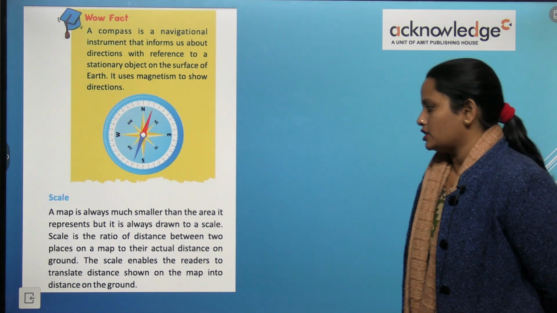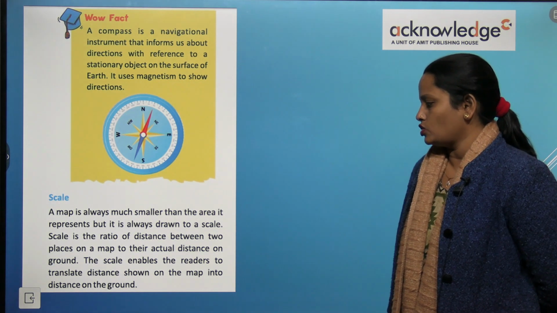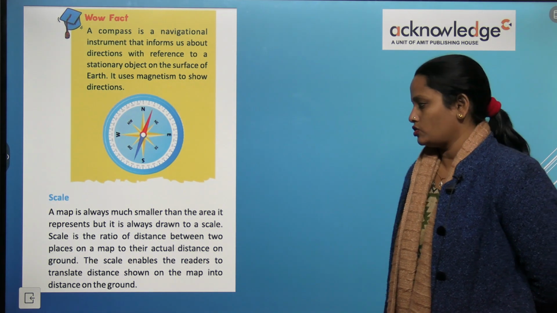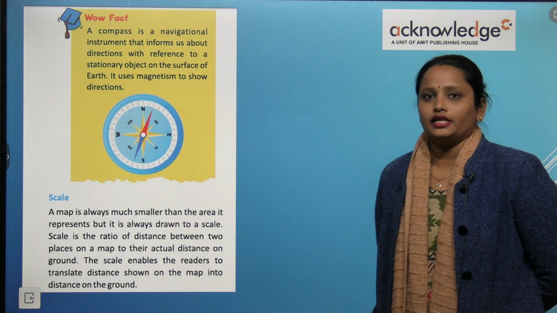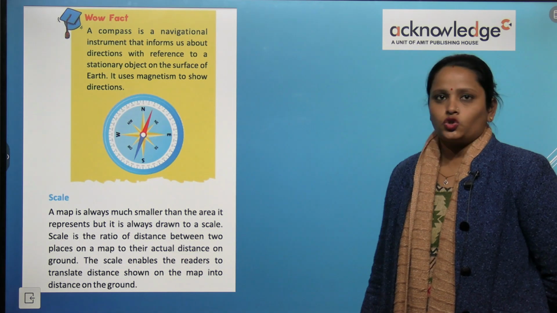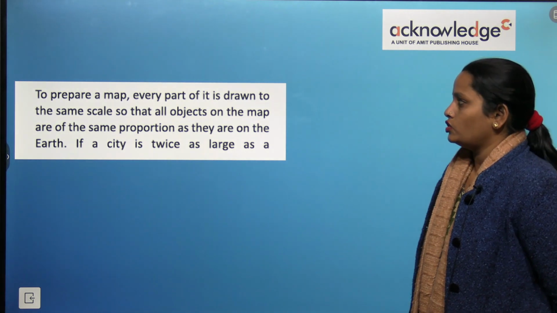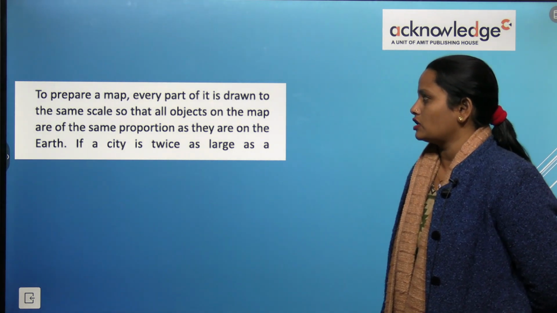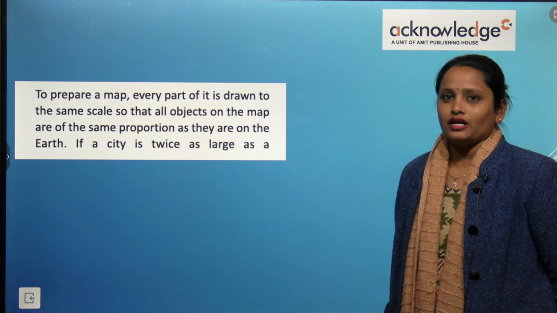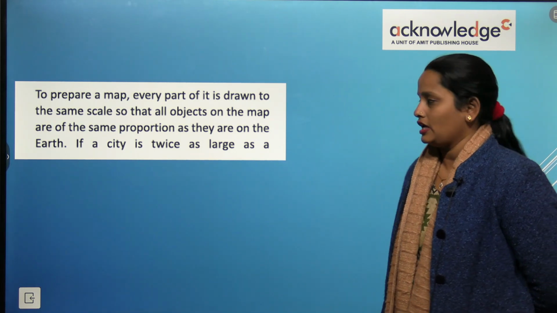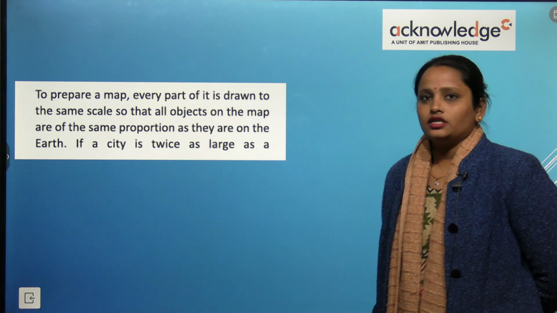The scale enables the readers to translate distance shown on the map into the distance on the ground. ये जो स्केल है ये रीडर्स को हेल्प करता है ट्रांसलेट करने के लिए डिस्टेंस को जो मैप पे शो की जा रही है. To prepare a map, every part of it is drawn to the same scale so that all objects in the map are of the same proportion as they are on the earth. So map को prepare करने के लिए जो भी उसके parts draw किए जाते हैं वो same scale use किया जाता है for every map ताकि map proper और same proportion दिखा सके earth को.